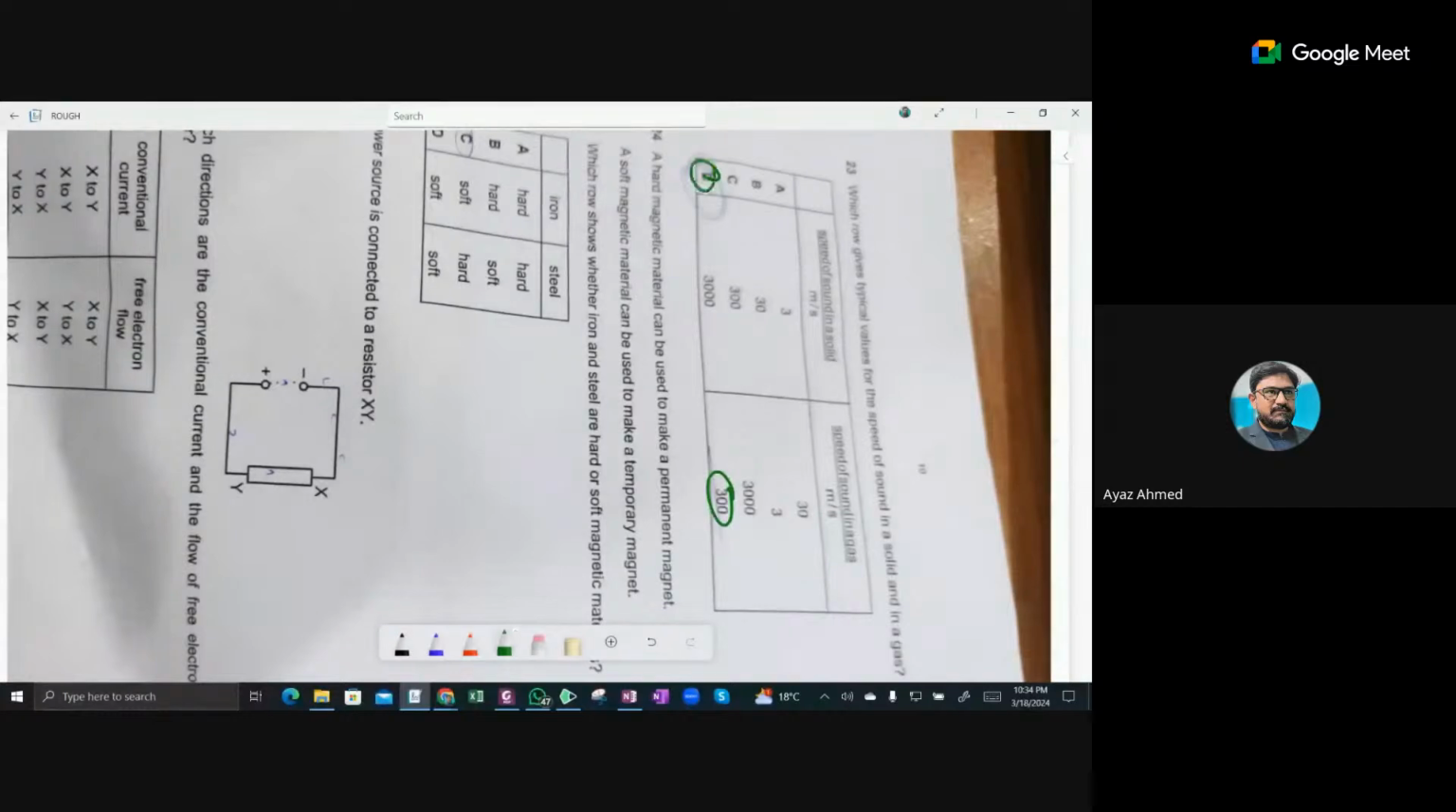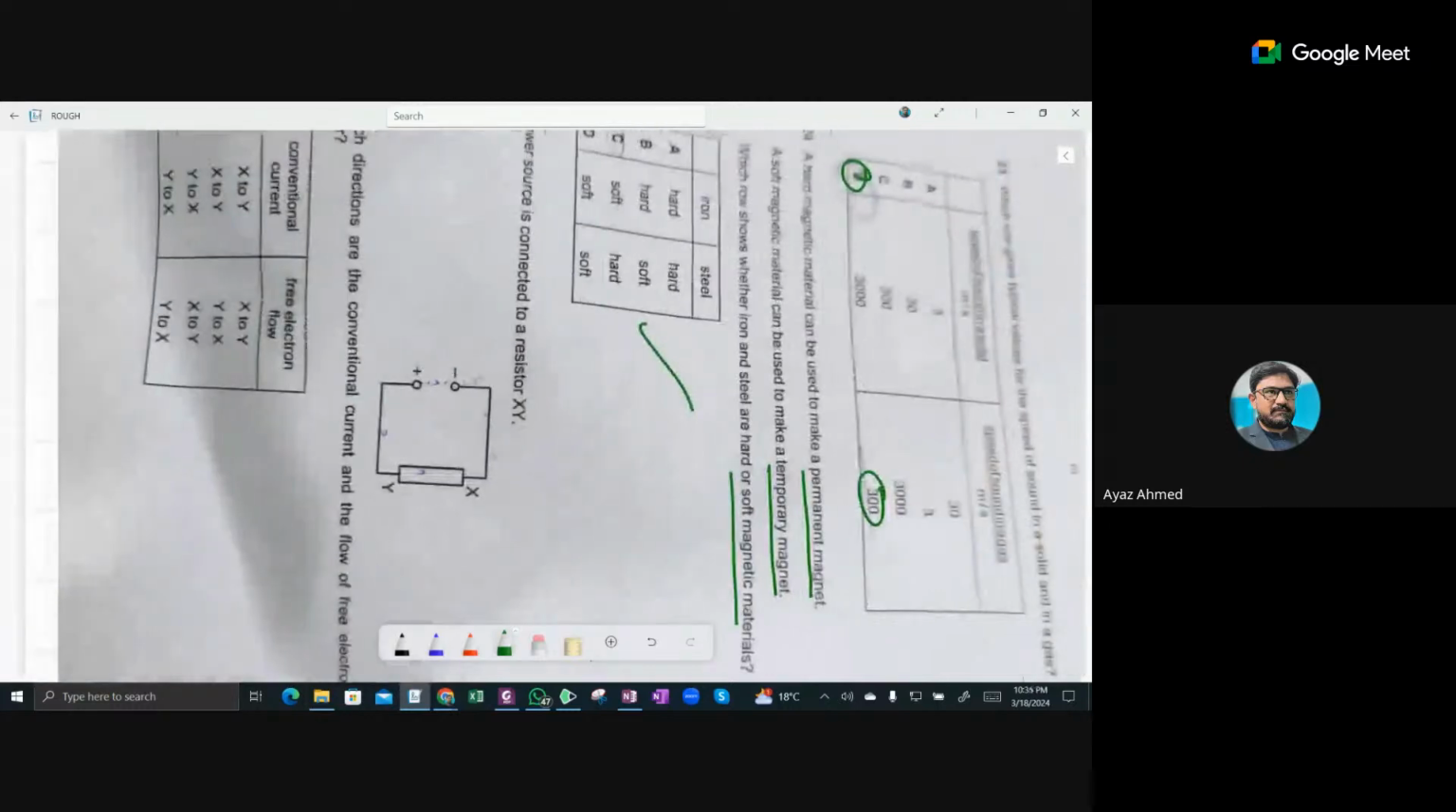Then a hard magnetic material can be used to make a permanent magnet. A soft magnetic material can be used to make a temporary magnet. Which row shows whether iron and steel are hard or soft magnetic material? So iron is soft and steel is hard magnetic material. So very easy question for you, man.